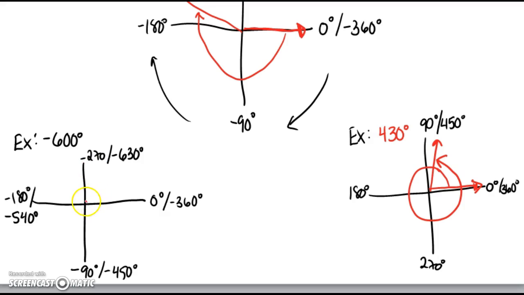So when we sketch our angle, again, the initial ray is always on the positive x-axis. We're going around once, negative 90, 180, 270, 360, again, second time around, negative 450, negative 540, and again, we're terminating between negative 540 and negative 630, closer to negative 630. So you must show that you're going around once and then some.